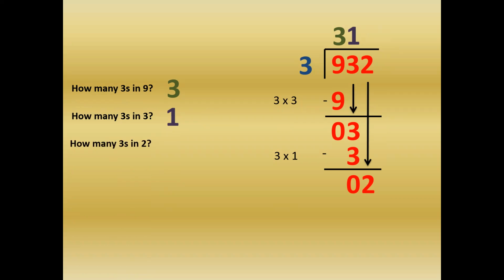And how many 3s are in 2? 0. So we put a 0 above the 2, which means that 2 would be our remainder. So we put an R2 beside our answer. So 932 divided by 3 is equal to 310, remainder 2.